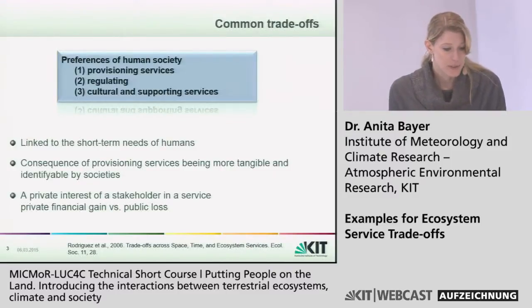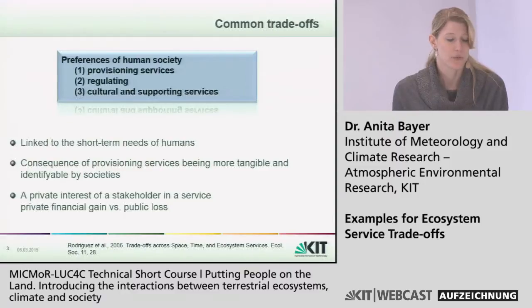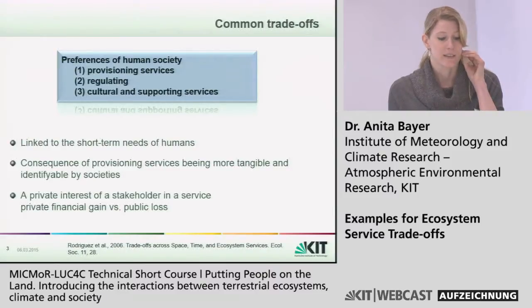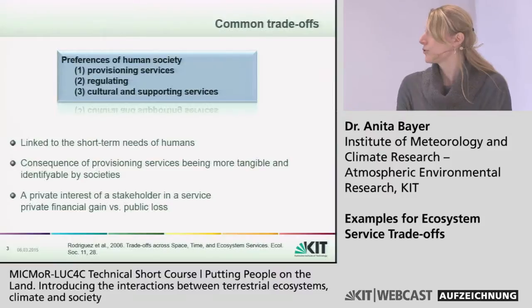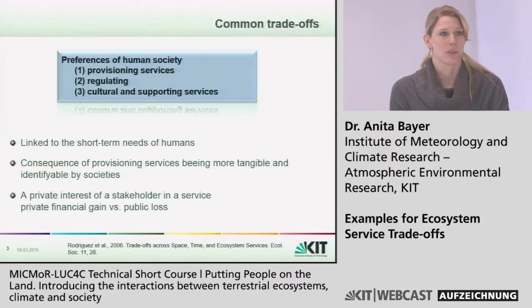Some common trade-offs are linked to the preferences of human society, which follows first the provisioning services, then regulating services, and then cultural and supporting services. That also came up quite frequently in your presentations. So this sequence is actually linked to the short-term needs of humans. Also, someone of you said that.